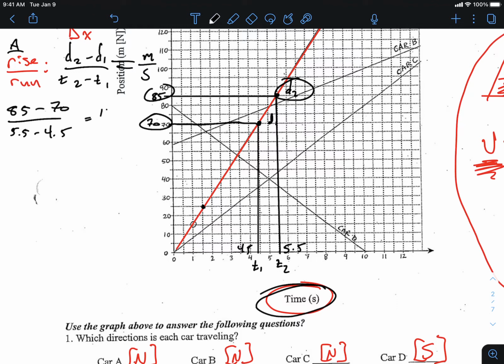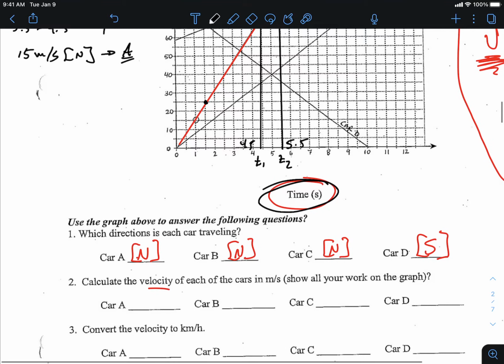Well, that's 15 over 1. And so we're going to get 15 meters per second for car A, and we should say in the north direction. That's for car A.